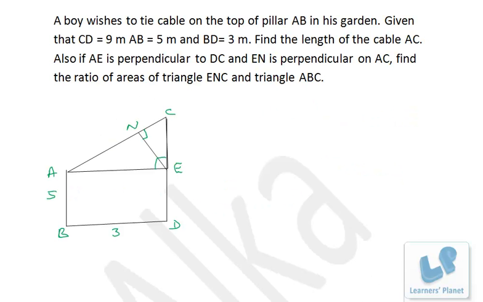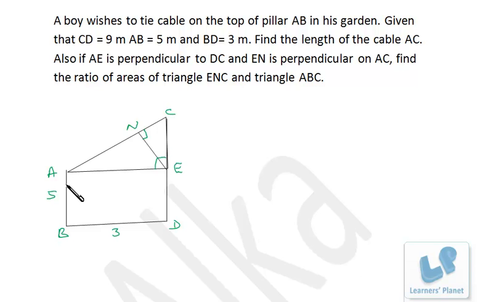Now in this problem, a boy wishes to tie a cable on the top of pillar AB in his garden, and given that CD is equal to 9 meter, AB is equal to 5 meter and BD is equal to 3 meter. Find the length of the cable AC, and also if AD is perpendicular to DC and EN is perpendicular on AC, we have to find out the ratio of areas of triangle ENC and AEC, I'm sorry. So let's try this.